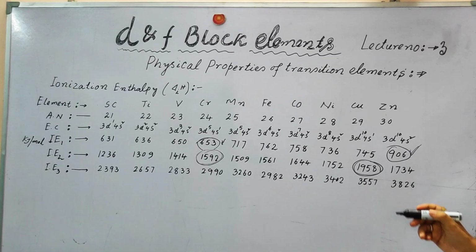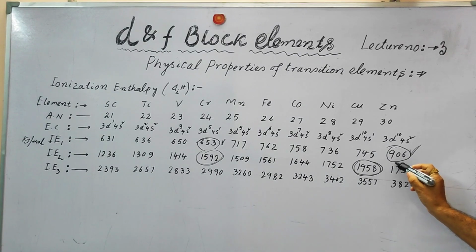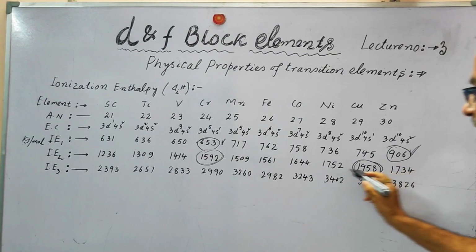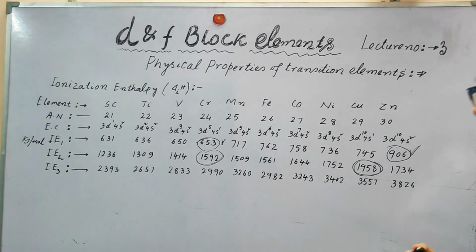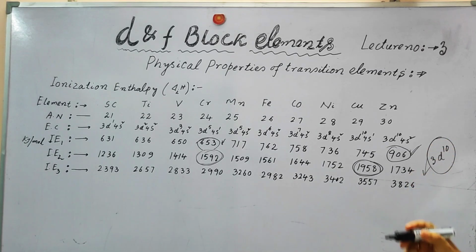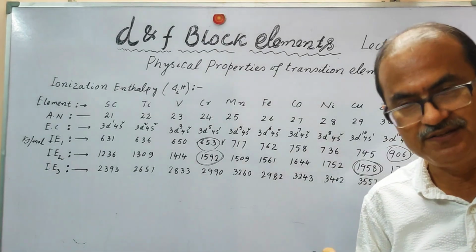At the same time, another thing you can observe: if you analyze this, for zinc the second ionization enthalpy is less. Why? For zinc, it will be a stable arrangement. It will go to 3d10, and 3d10 is a very, very stable arrangement.